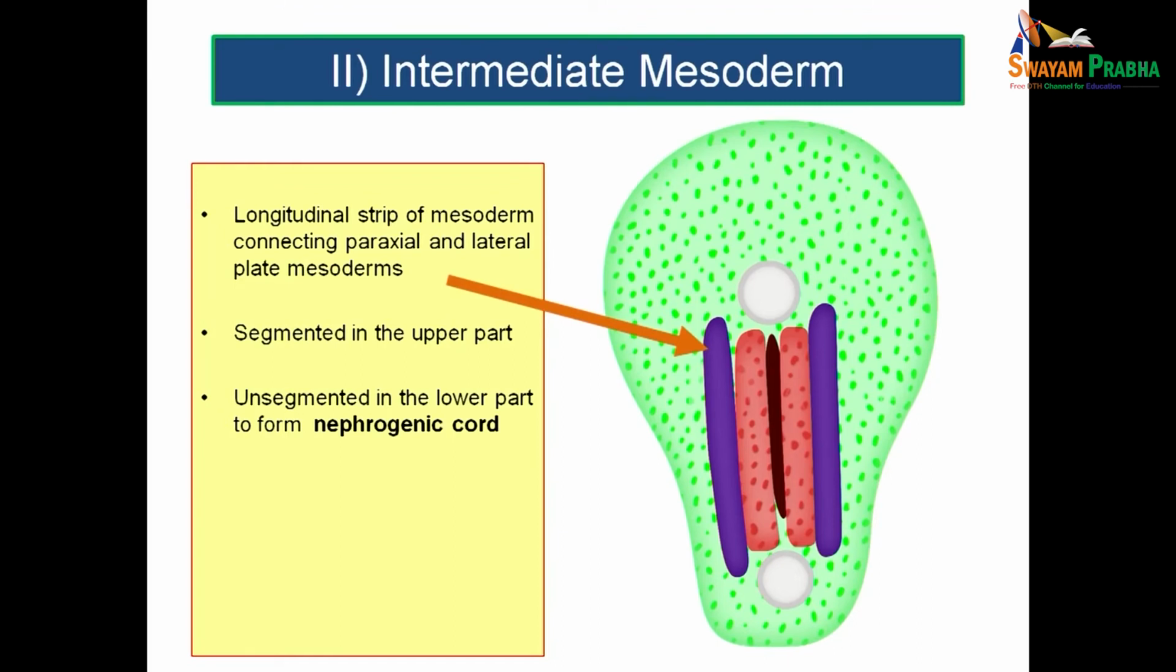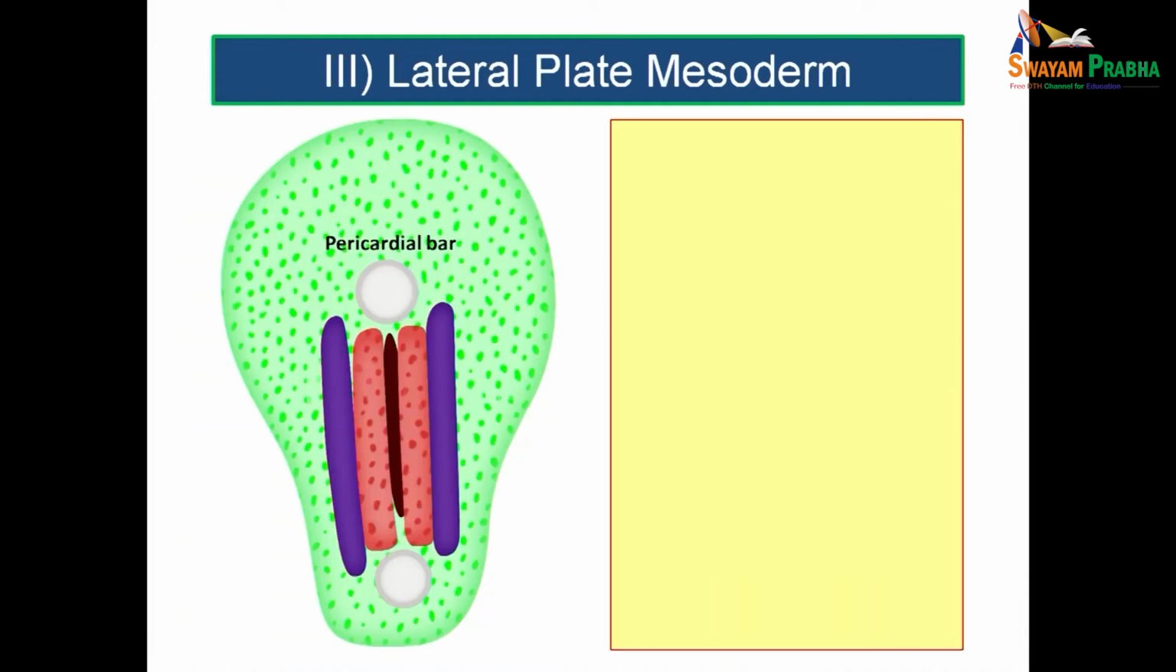the lateral plate mesoderm. This is actually again segmented in the upper part, and the unsegmented portion in the lower part will be giving rise to the nephrogenic cord. So, what are the derivatives of the intermediate mesoderm? So, the intermediate mesoderm in future will be giving rise to the kidneys, the formation of kidneys and the sex glands. Now, we will move on to the lateral plate mesoderm.